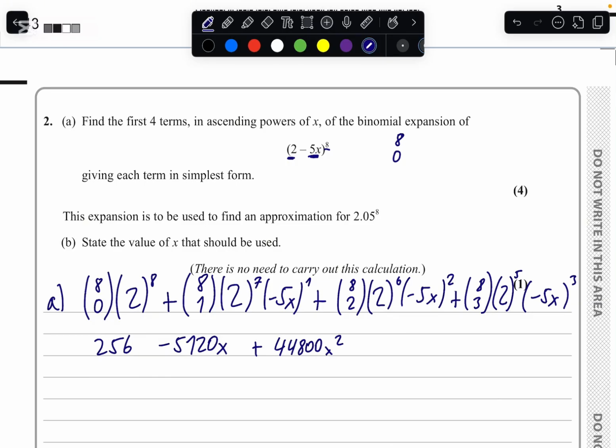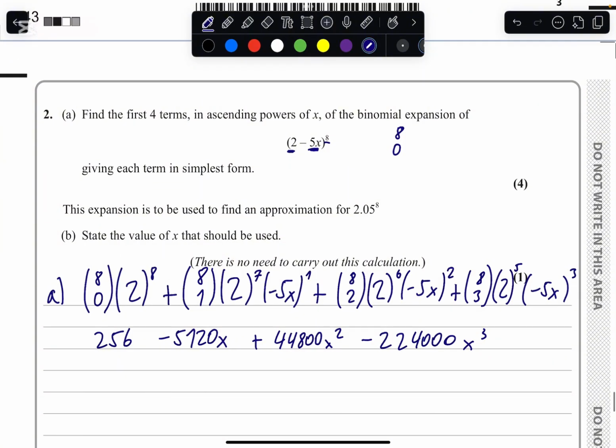And if we go ahead and do the final one, we do 8 choose 3 times 2 to the power of 5, which is again 1792, but only this, and we multiply that by minus 5 cubed. We get minus 224,000 x cubed in this case, and that is the first 4 terms in ascending power of x, giving each term in its simplest form.